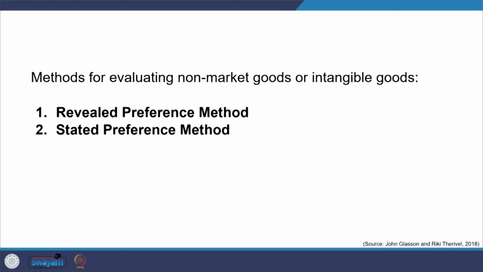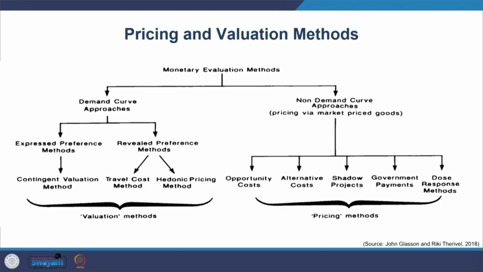In this analysis, CBA, we can also assign value to non-market goods or intangible goods, and for this we use two methods, which are the revealed preference method and the stated preference method. So here in the diagram you can see on the left hand side the demand curve approaches, where you can see stated preference methods and then revealed preference methods. These are the methods for pricing and valuation. Then you can see what kind of pricing and valuation methods are used for market priced goods, like opportunity cost, alternative cost, shadow projects, government payments, and dose response methods. We need not know all of them. It's just for your awareness that such kind of details come.